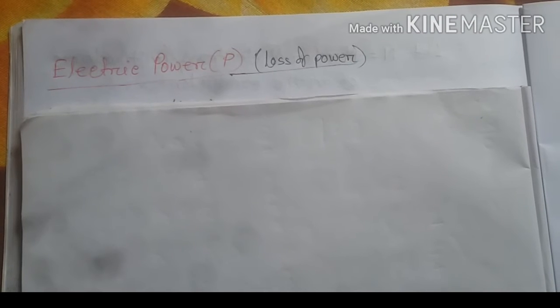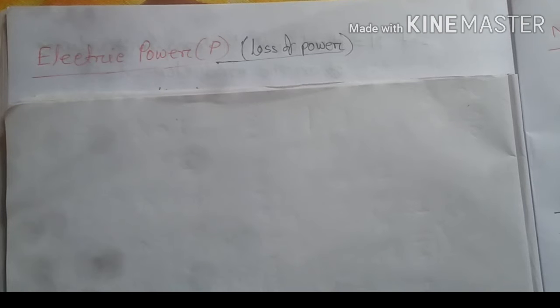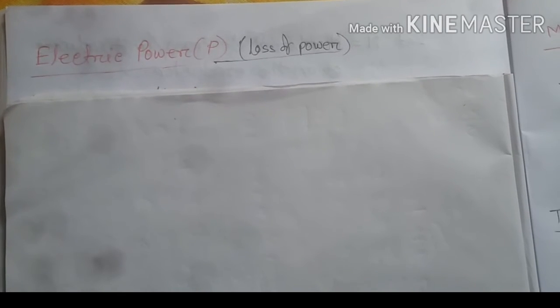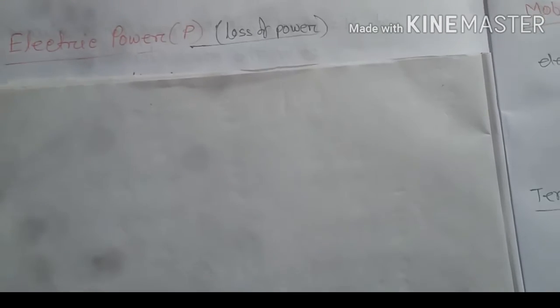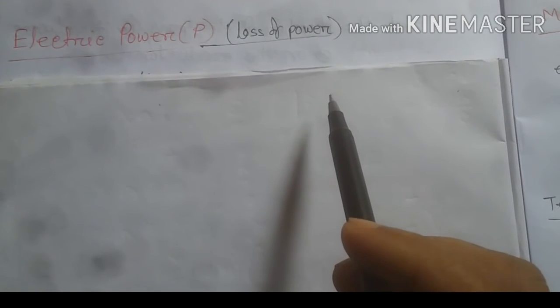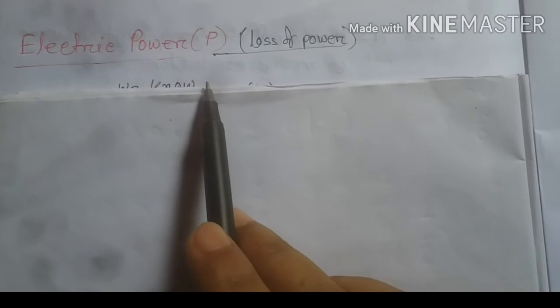Here we will discuss electric power. I think you know power means the work done per unit time. Okay, so here electric power means we basically try to understand the power supplied by the supplier and the power loss on the resistance of the conductor. Okay, and power means work done per unit time.